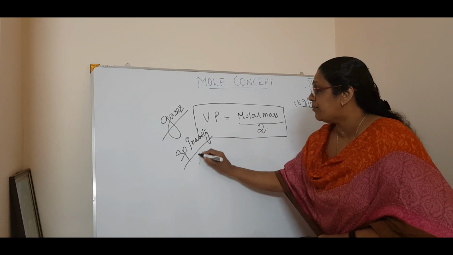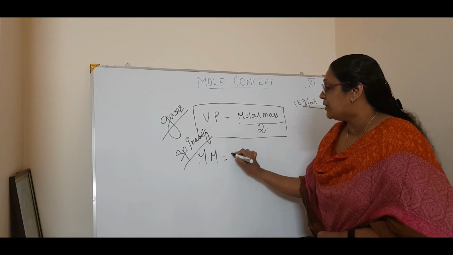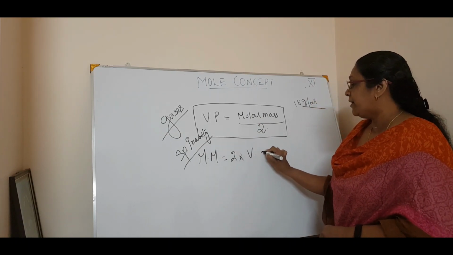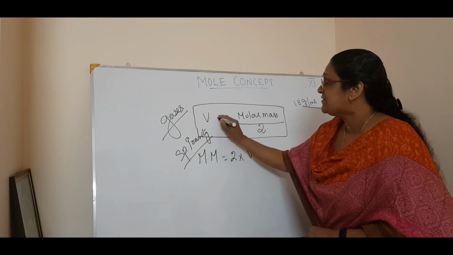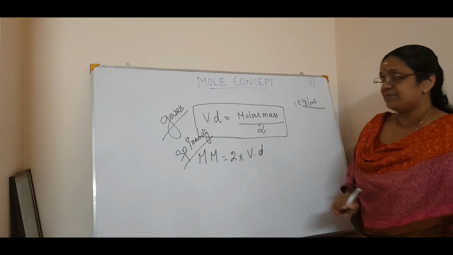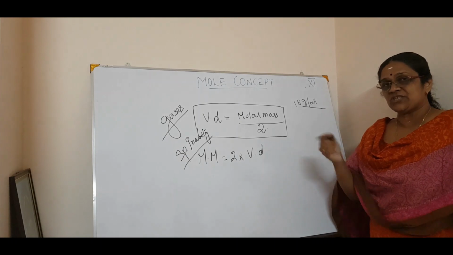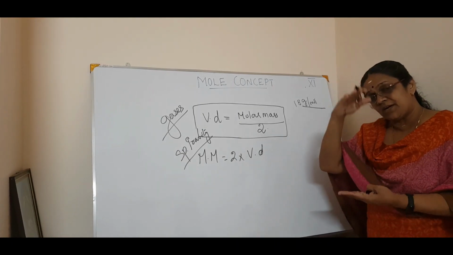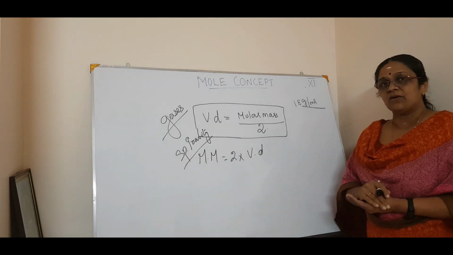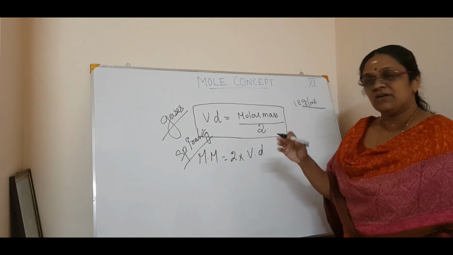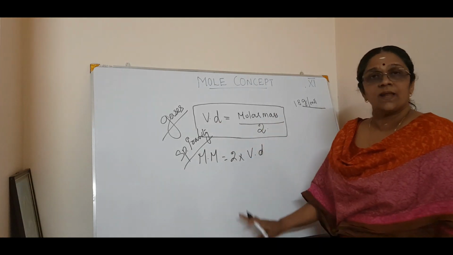Or how will you calculate molar mass? Molar mass is equal to 2 into vapor density, not Vp. Vp is vapor pressure, which you will study next year. The pressure exerted by the air on any surface, a liquid surface, is called vapor pressure. Just leave it. So this is vapor density.